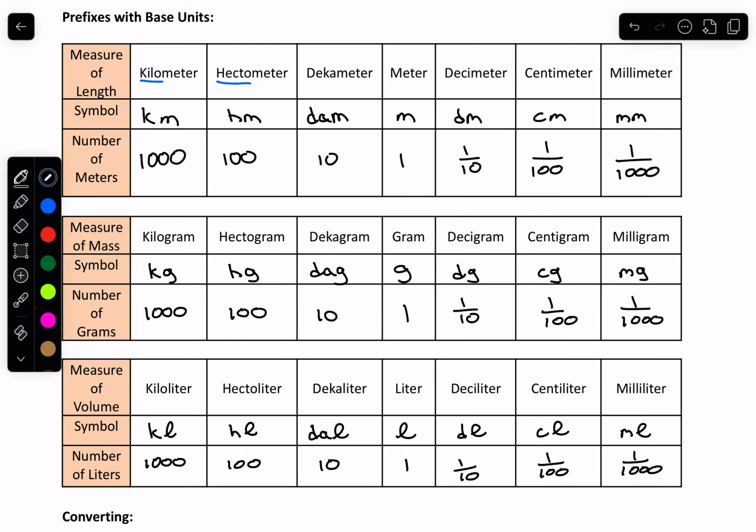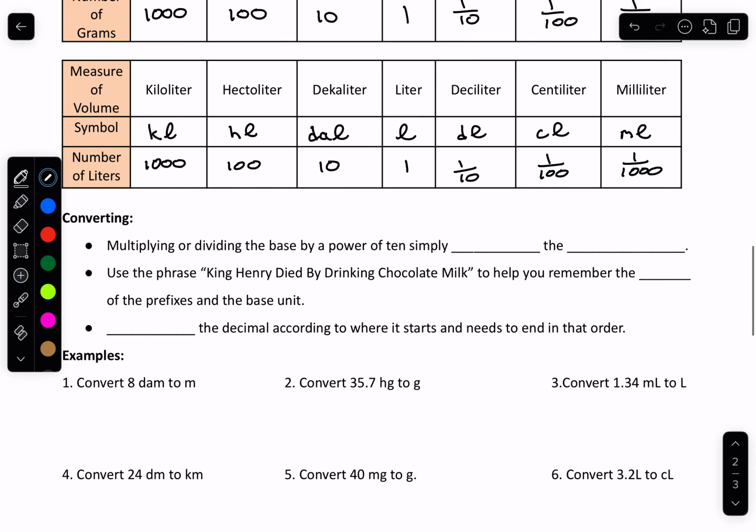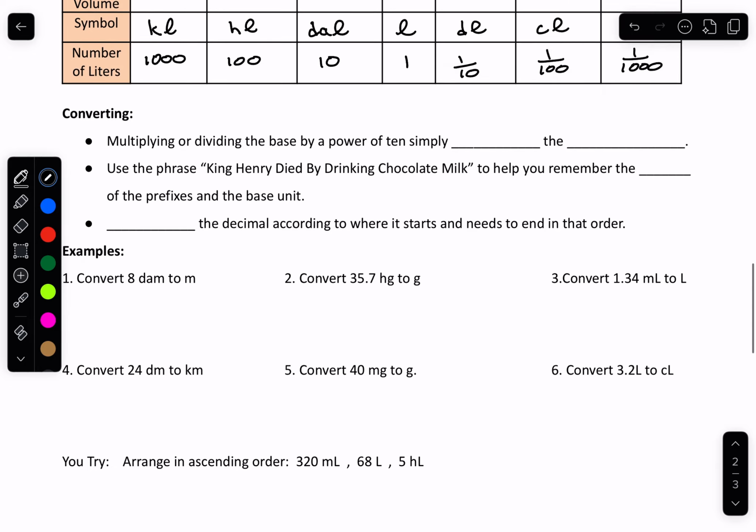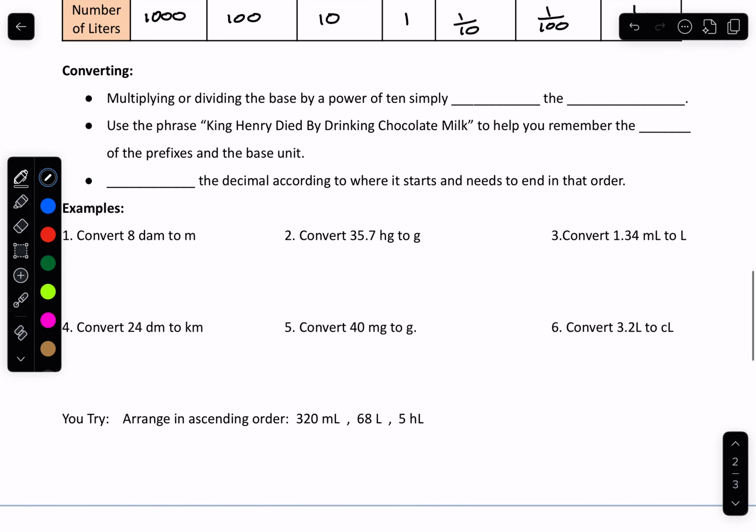So now we want to be able to convert between these. So luckily, the metric system is great because when we convert between units, all we have to do is multiply or divide by powers of 10. So multiplying or dividing the base by a power of 10 simply moves the decimal. That number, whatever the power is, it moves it that many spots to the left or right.